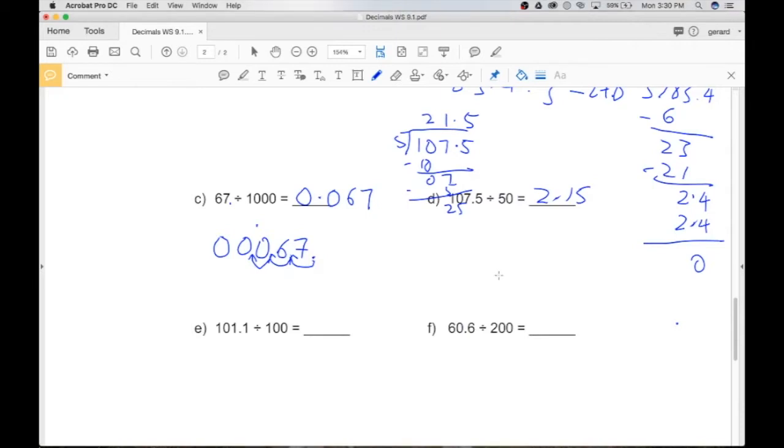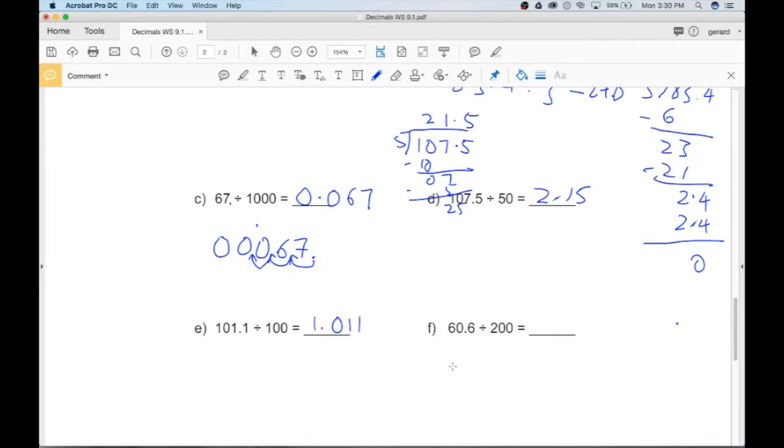As easy as that. Oh, another good one, E. Only 100 behind. Don't have to divide it any other way. Just need to shift the zeros. So you shift 1 time, you shift 2 times. The dot should be here, 0.11.